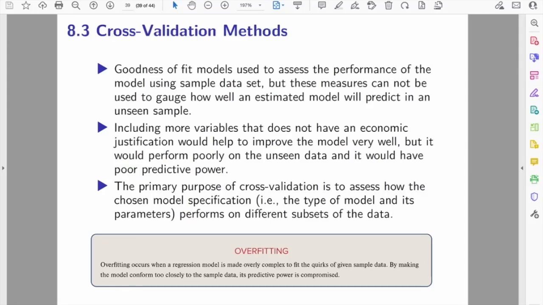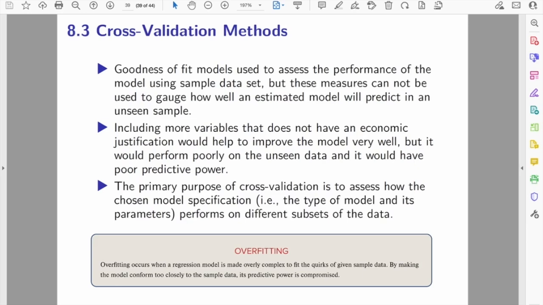Part on the chapter, we are going to discuss cross-validation techniques. If you remember, we conducted goodness of fit measures to assess the performance of the model using the sample dataset. Do you remember when you use standard error, SE, adjusted R squared or R squared? We use these measures to assess the performance of the model.